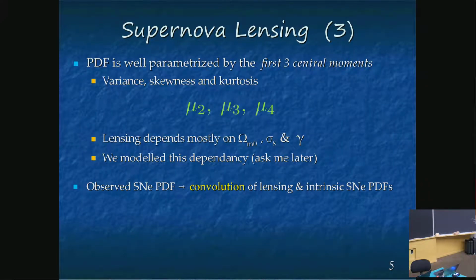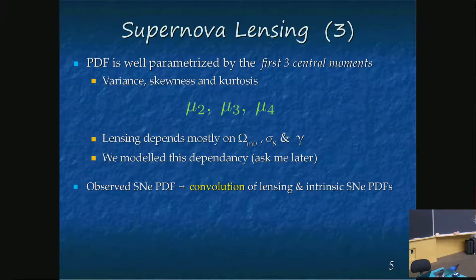And this PDF is well parametrized with the moments of the distribution. So that was our idea. Let's parameterize these in terms of the moments. So the mean is trivial because in convergence it is zero, or in magnification it is one. But then the variance, the skewness, and the kurtosis, we parameterize them, and we computed how they depend on different parameters. I'm going to tell you how.